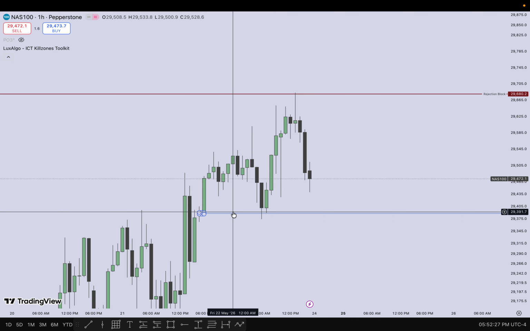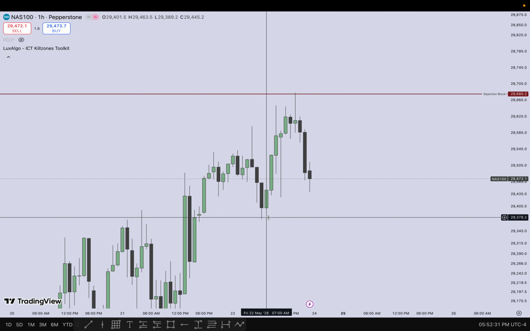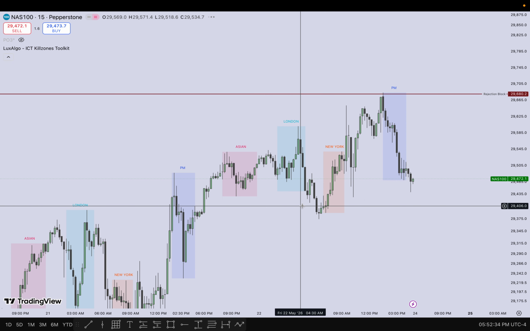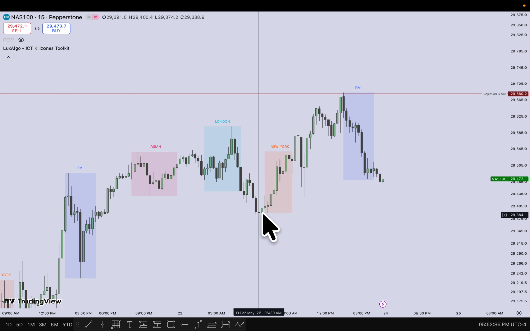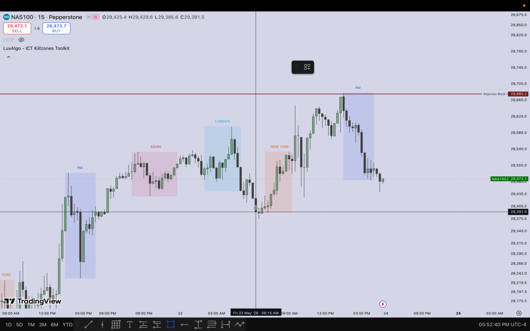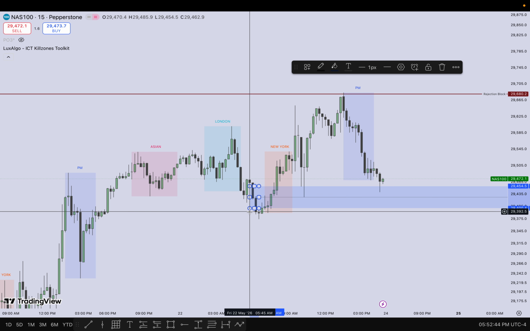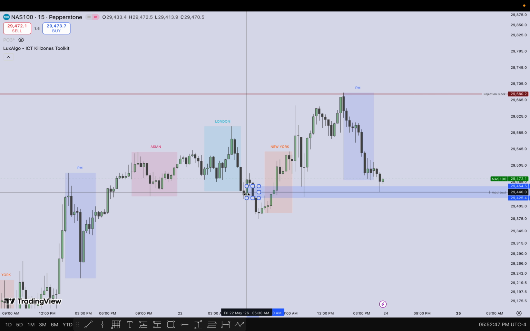Okay, and creating the low of day on New York pre-market. We have created the low of the day, and we have an inversion right up here, and yeah, the price has respected this area.